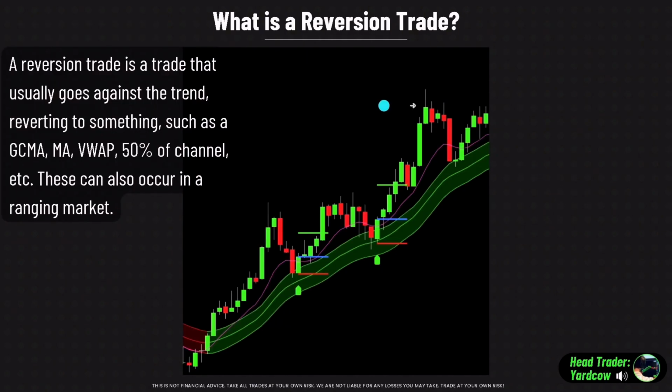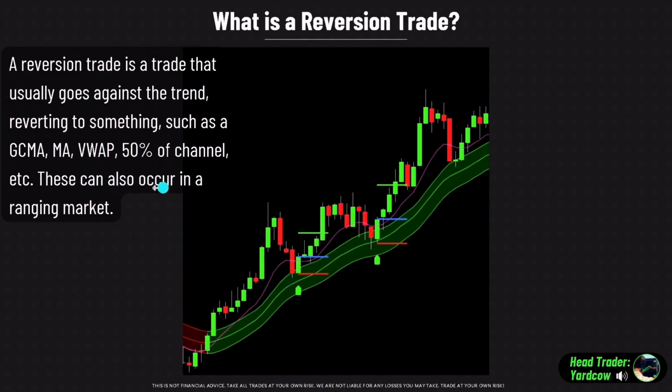All right, so what is a reversion trade? A reversion trade is a trade that usually goes against the trend, reverting to something, such as a GCMA. So the GCMA is this band right here. Again, that's our STS strategy, or a moving average, VWAP, or 50% of a channel.